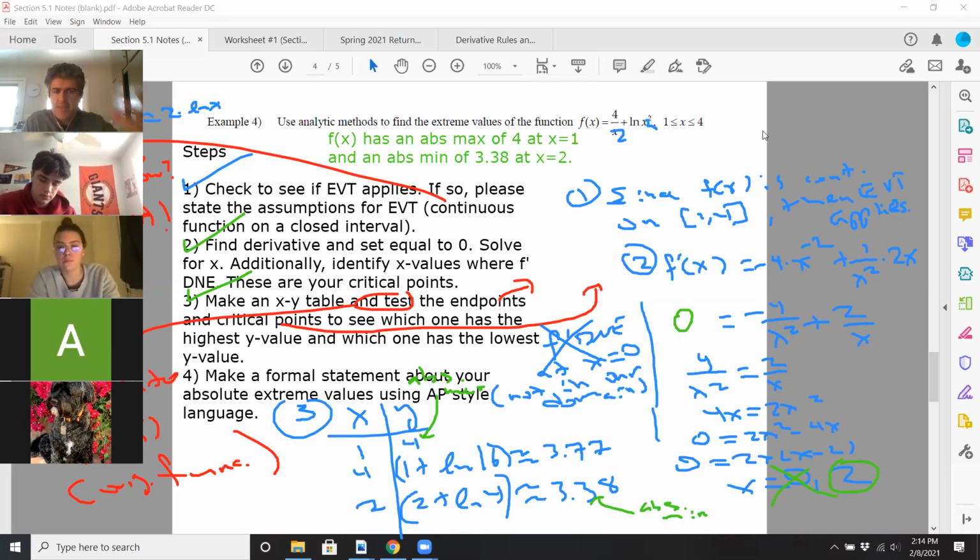So they're going to have this kind of stuff. So anyway, that's how you do this problem.